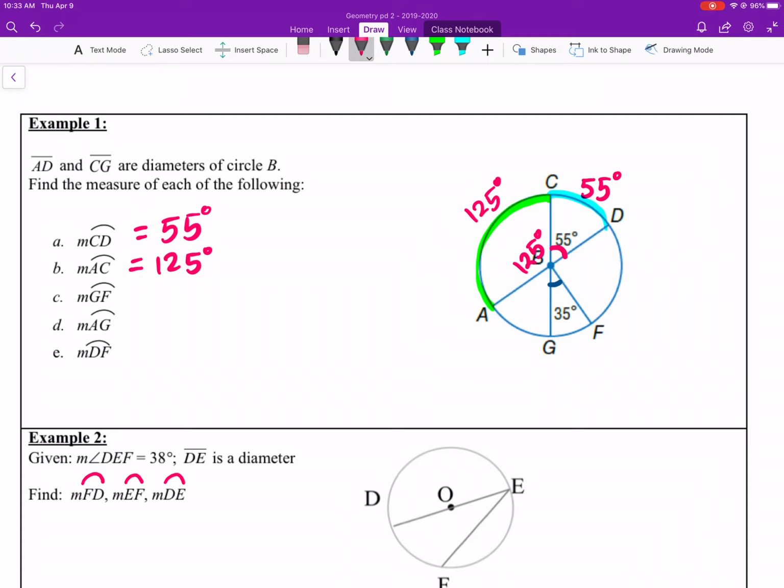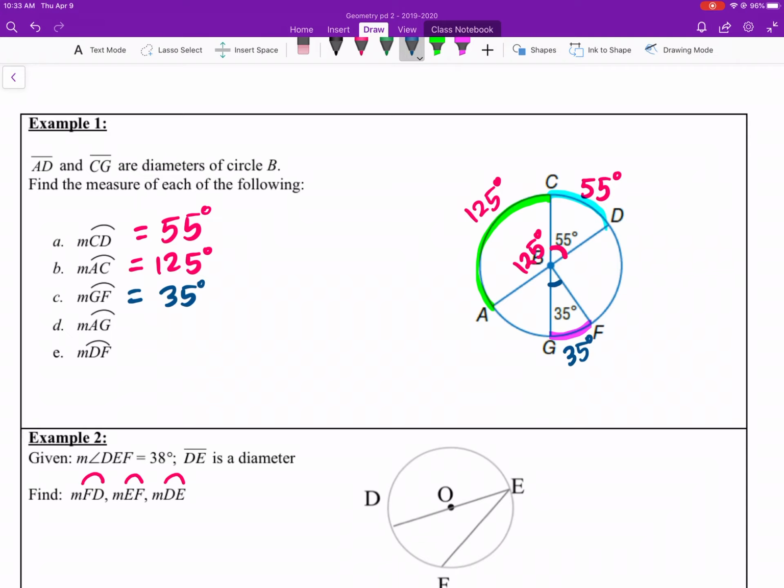Next, arc GF, which would be, let's just switch up the colors here, right there. So that central angle is equal to 35 degrees. This would also be equal to 35 degrees. Arc GF is 35. Guys, this is just repetition of a central angle and the arc that it intercepts. They're equal to each other.